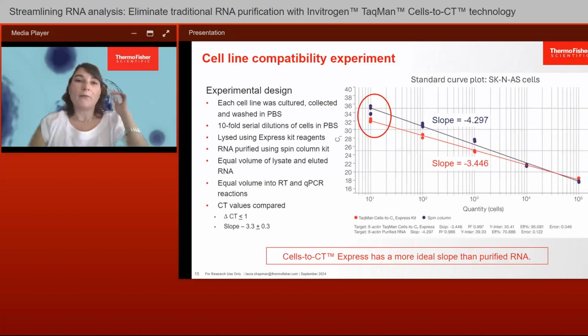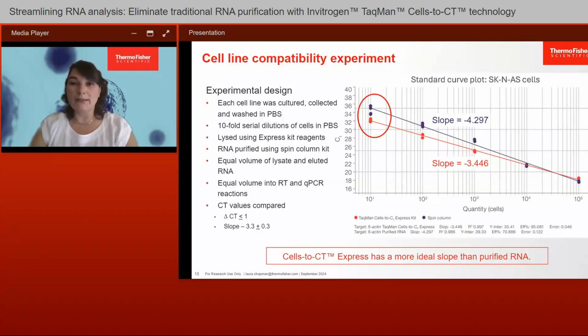And then this is a little bit more detail about the slope that I mentioned. So here we did the cell line compatibility experiment, this time looking at SK-N-AS cells. And again, we did the 10-fold serial dilutions in PBS and then either processed using the Cells-to-Ct Express kit or using a purified RNA spin column kit. Here, the red line indicates the CT values from the TaqMan Cells-to-Ct Express kit, and the blue is from a spin column. And again, we see that separation as we decrease the cellular input, because the RNA purification is not 100% efficient at every step. And so you see a wider variance at that lower input than you do at the higher input.